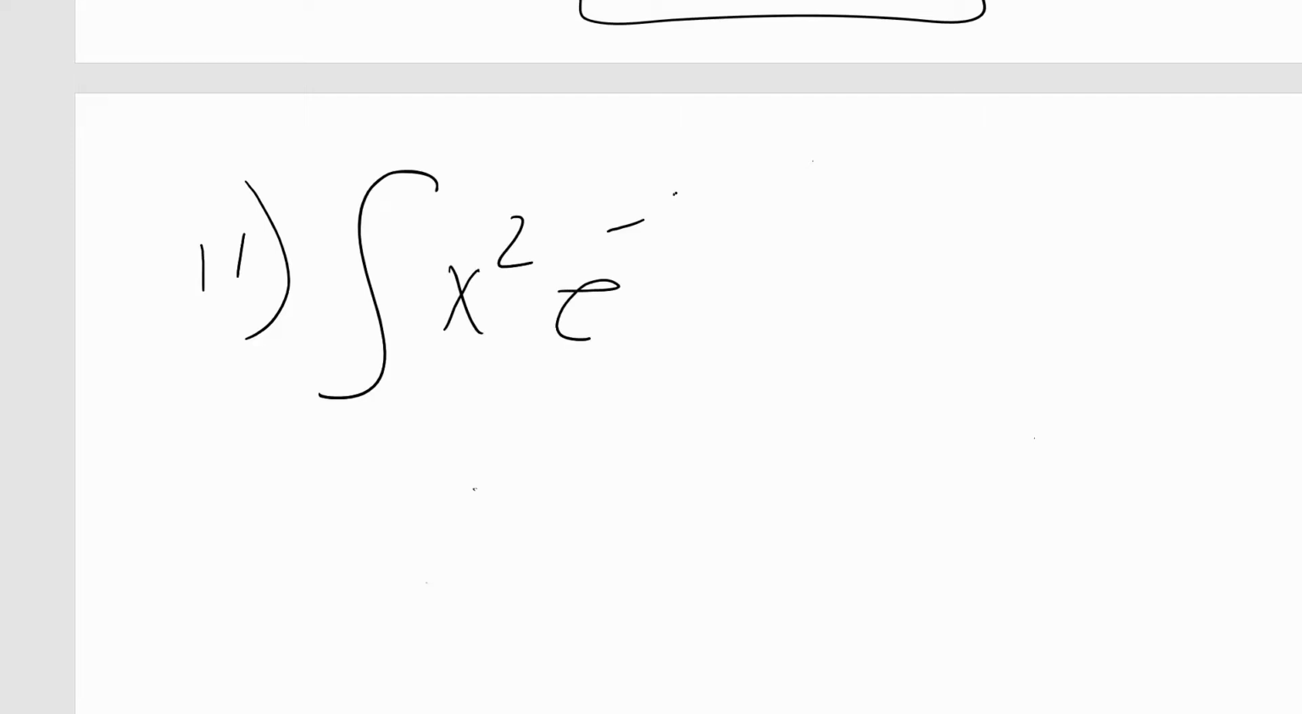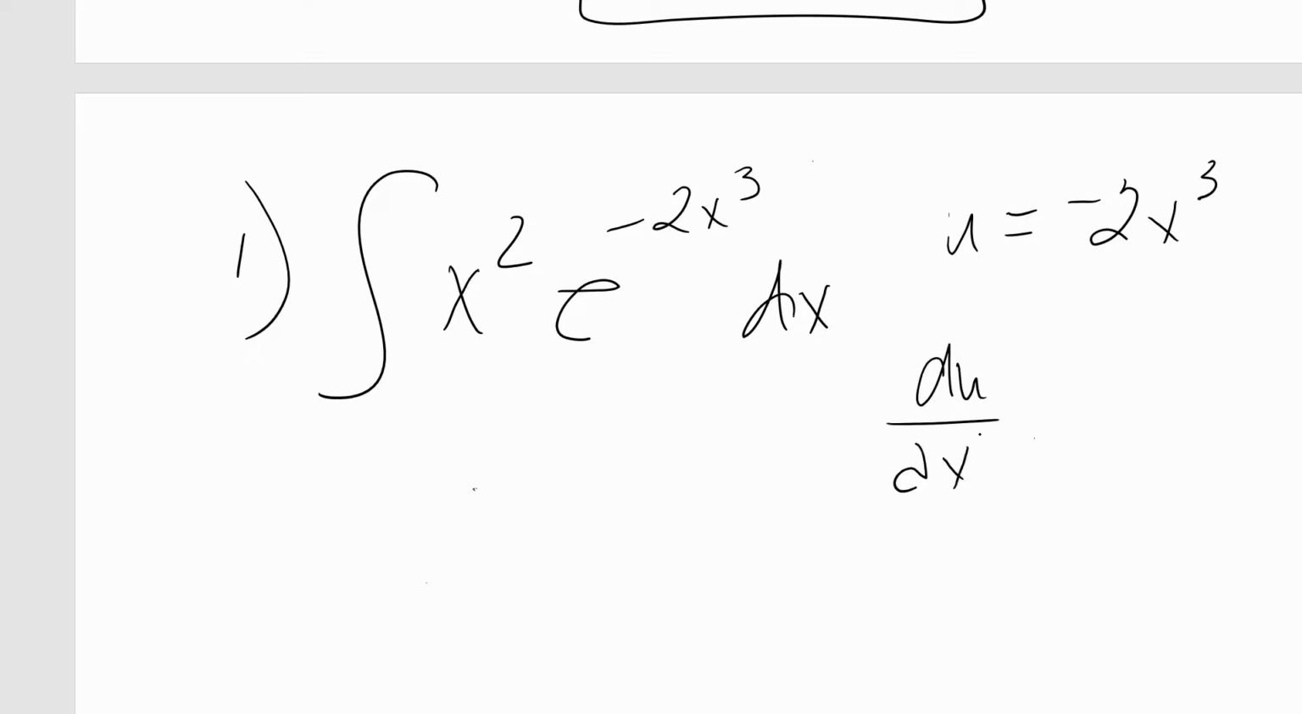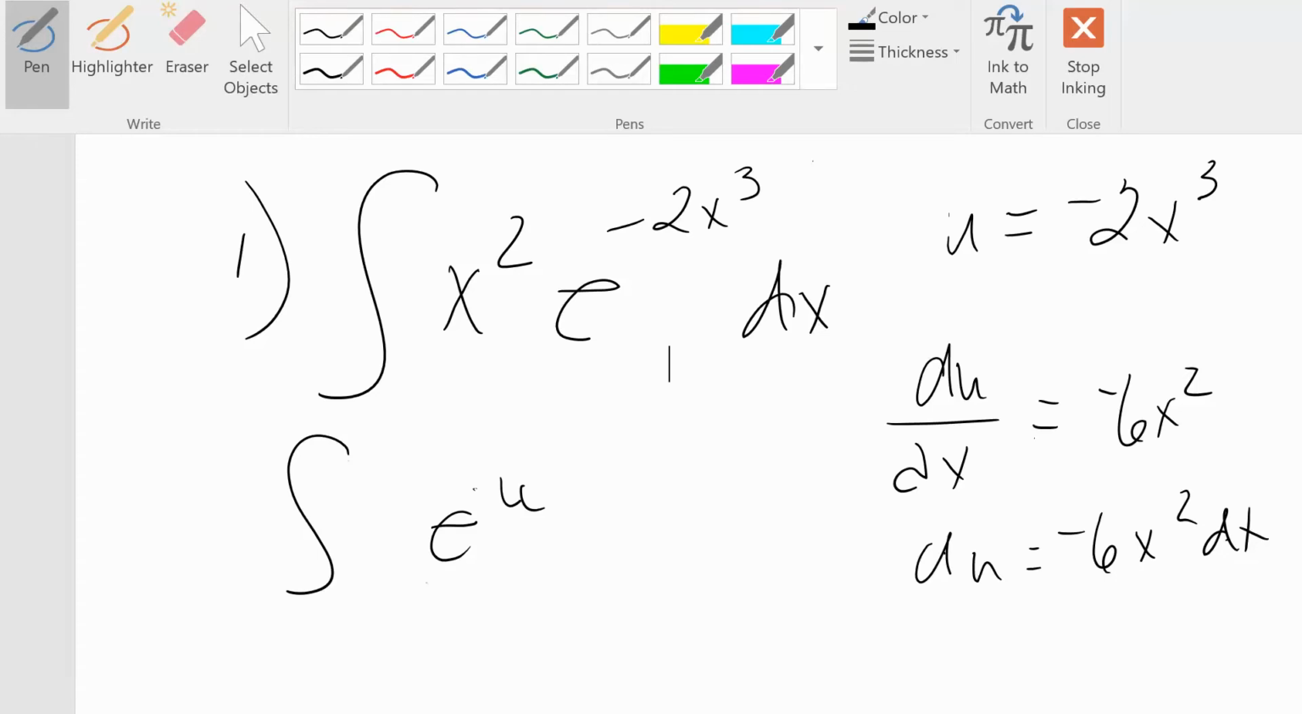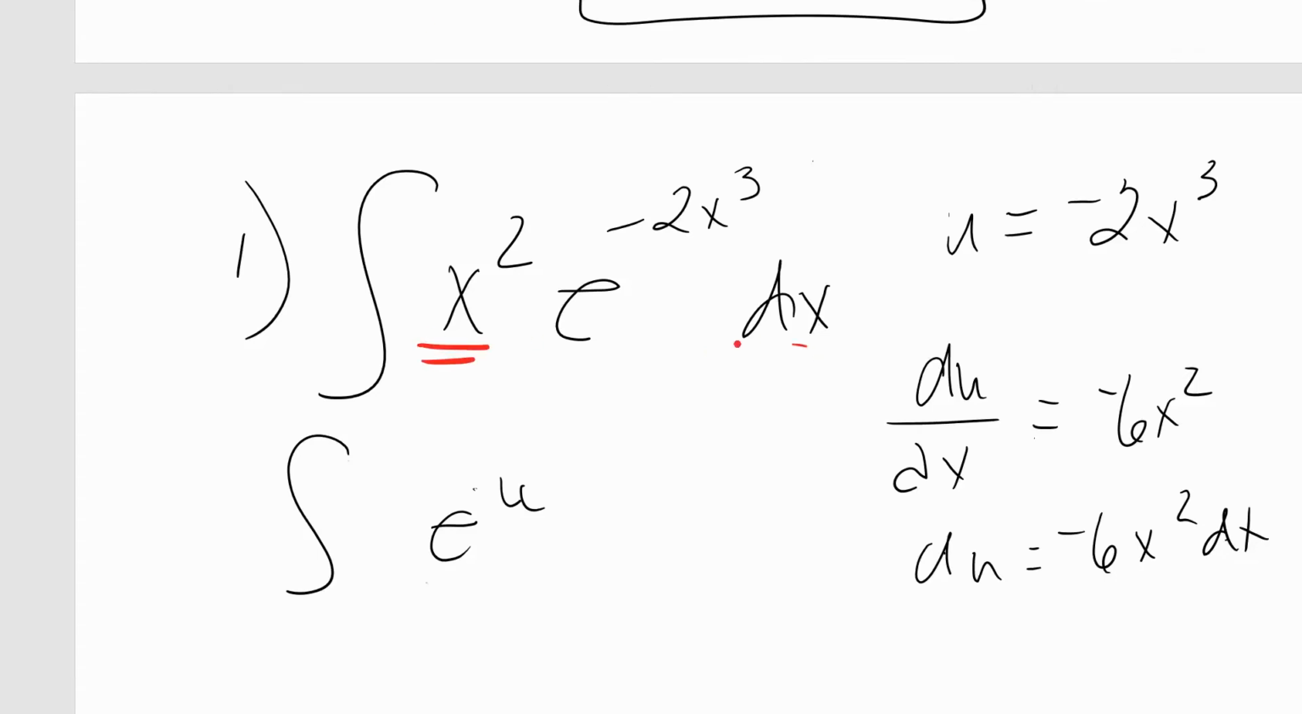So number 11. My numbers might be off. The integral of x squared times e to the negative 2x cubed dx. Again, I have an exponential function inside my integral, so I'm going to choose u to be my exponent, negative 2x cubed. So then du dx would be negative 6x squared, and du is negative 6x squared dx. So I get my integral with e to the u. Well, what do I have left? I have left x squared dx. Matches up closely, but not exact.